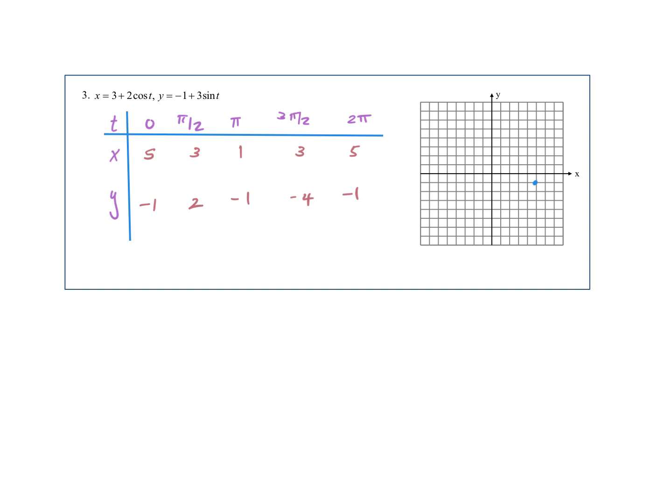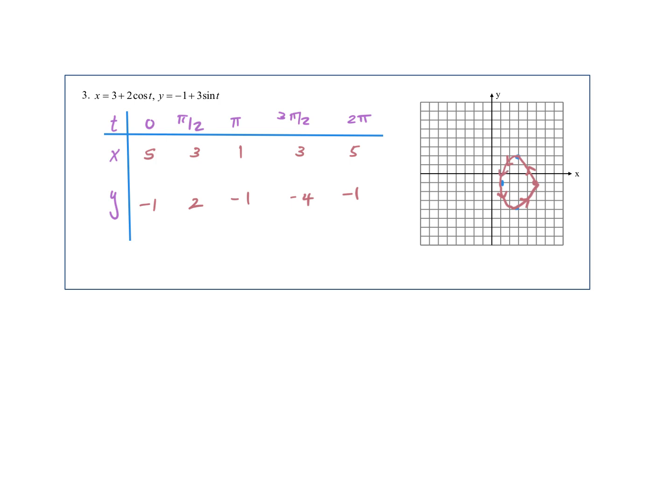Then we've got 3, 2, like that. And then I've got 1, -1, so like that. And then I've got 3, -4, 1, 2, like here. And then I've got 5, -1 again. All right, so it looks like we have an ellipse. So we started here, we went this way, like that, and like that, like that. Once it starts in one direction, it continues in that direction. That's one thing to make note of.